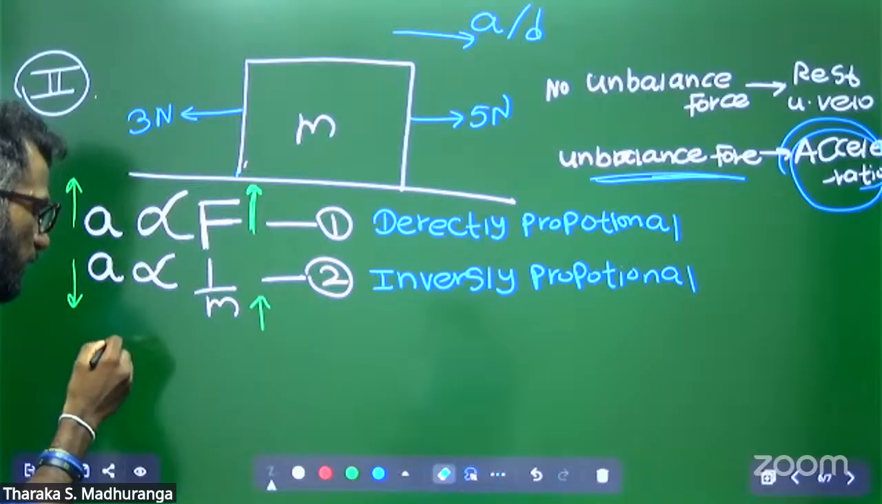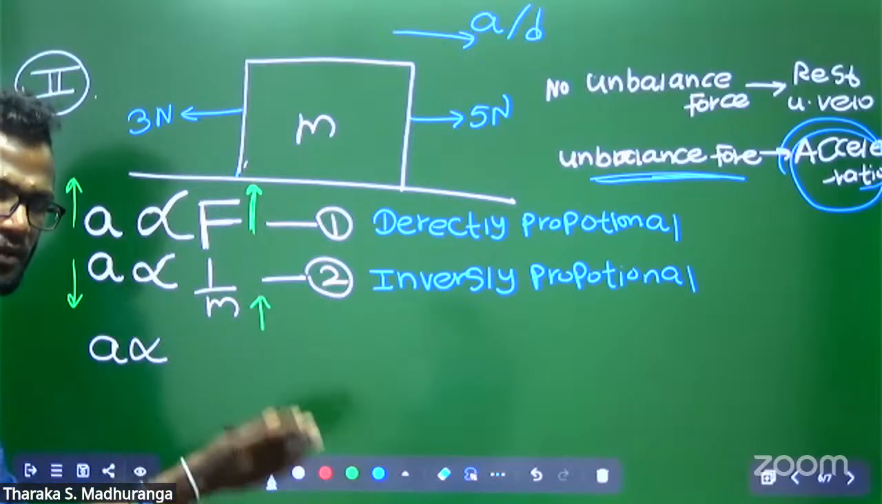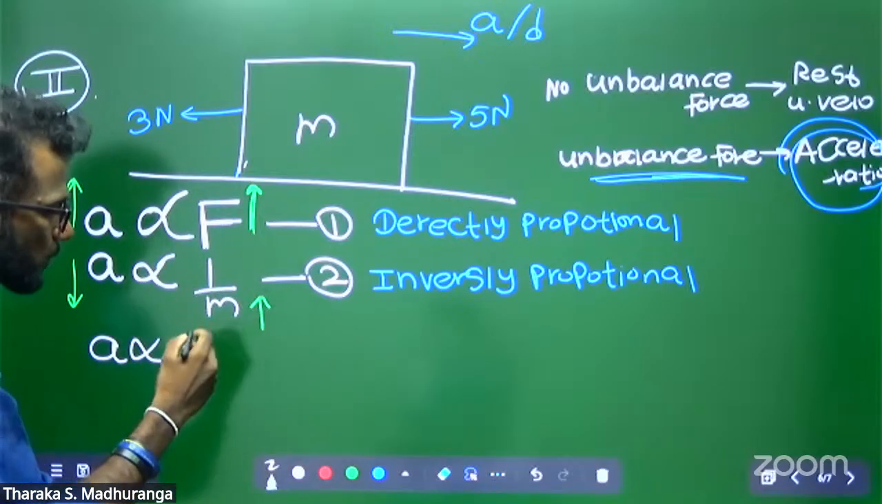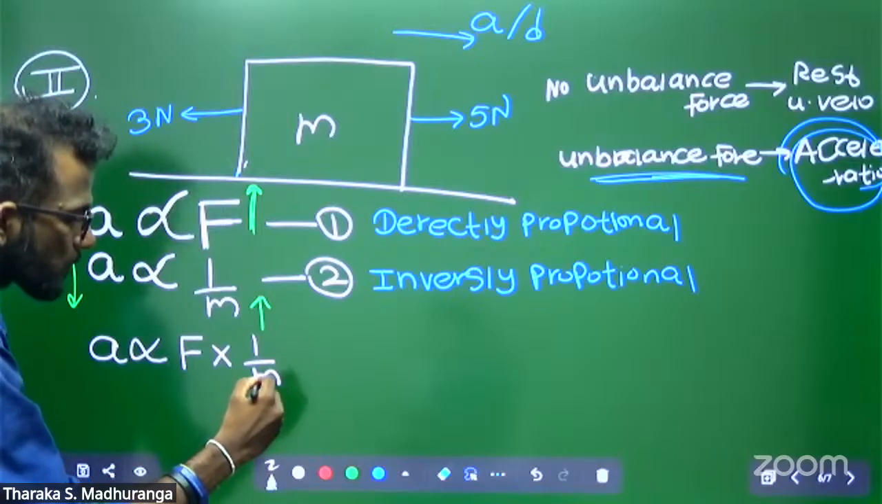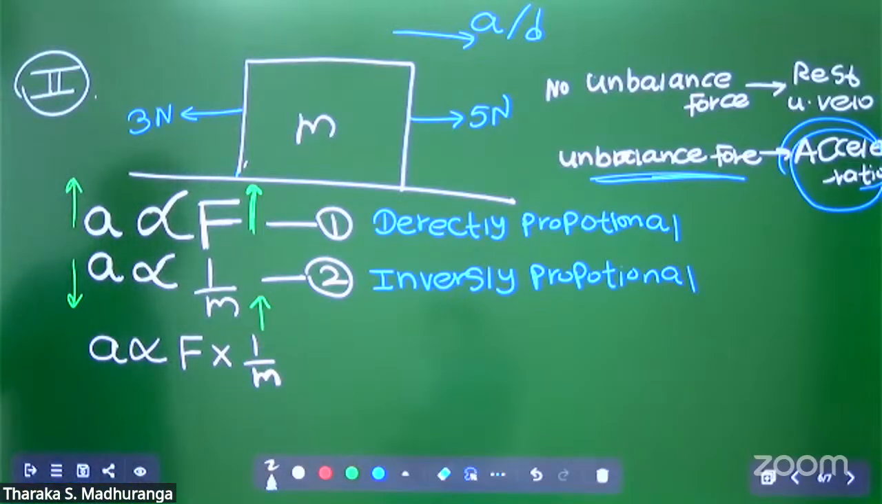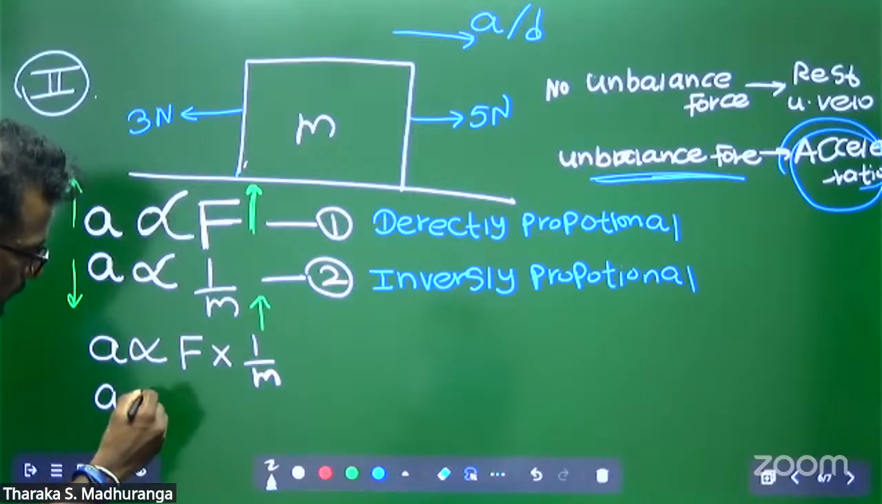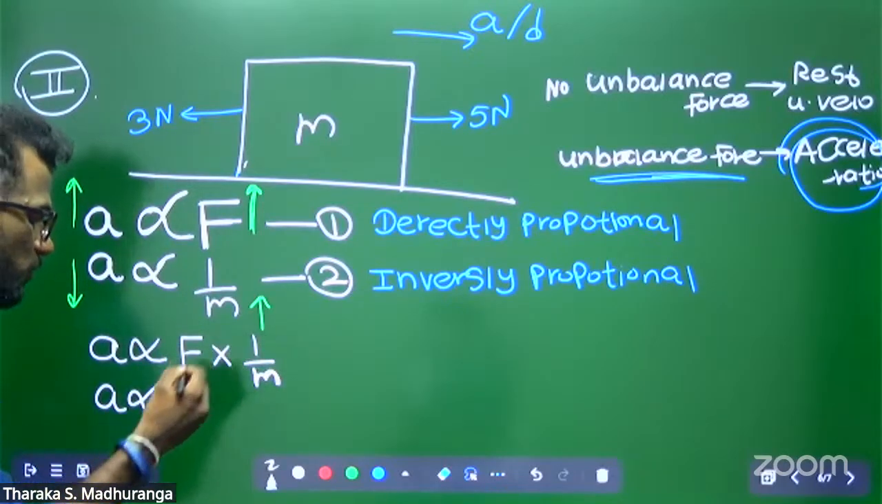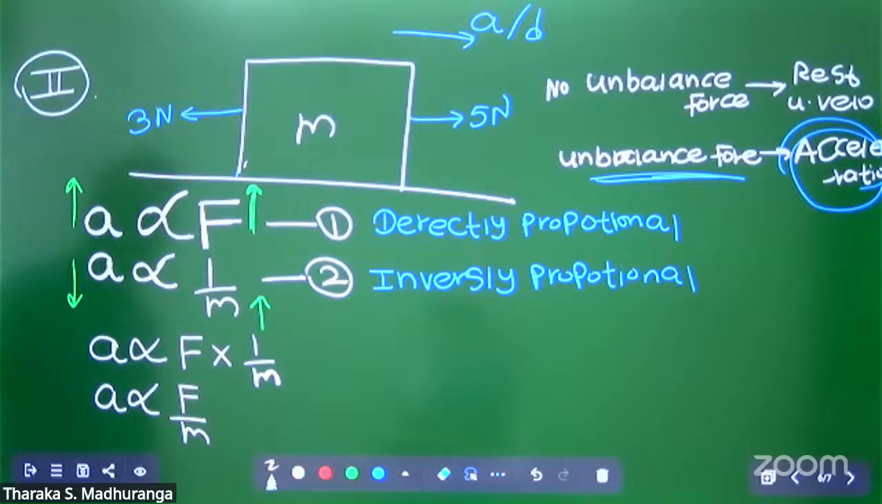Therefore, I can write, focus very well: acceleration is directly proportional to F into 1 over m, because both a's are the same value. You don't need to get these steps 100%. Then directly proportional to F into 1, which is F over m.